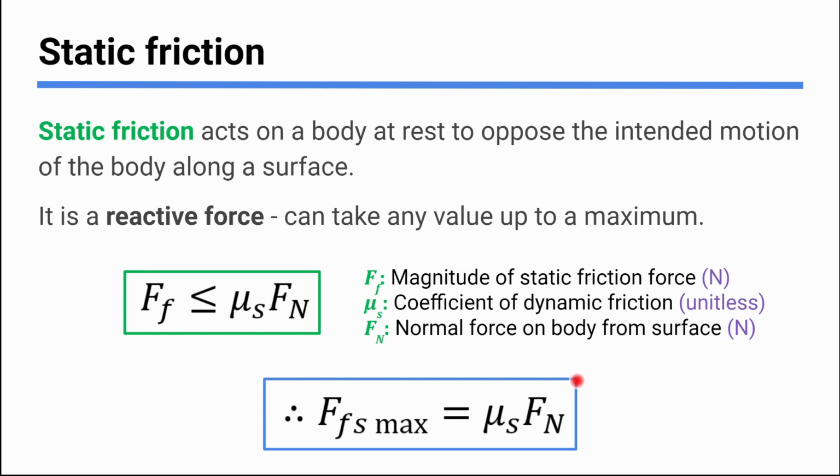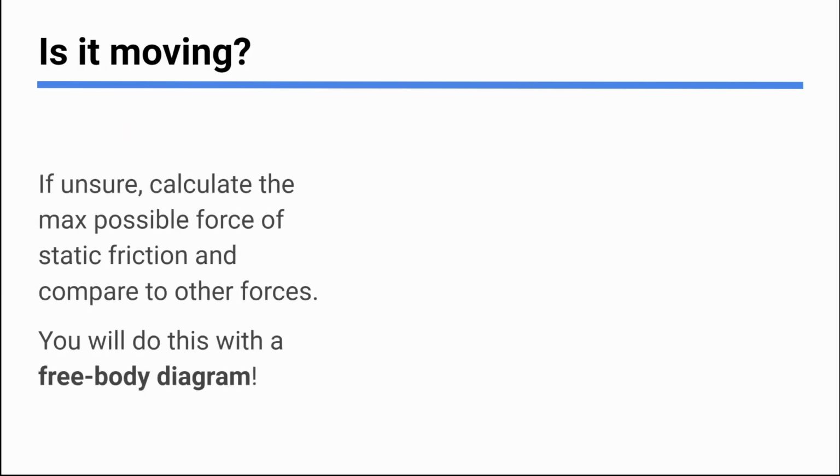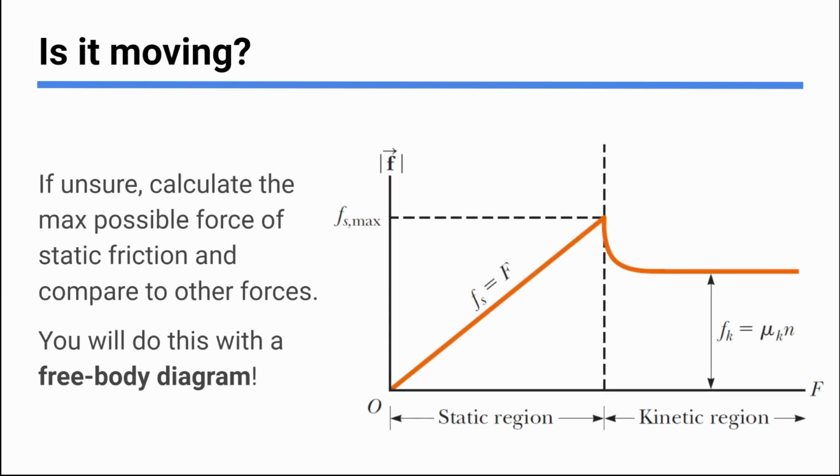And whether or not there's enough force, the other forces being applied to the object, you compare to this to see if it's moving. So you can use this one to figure out whether or not it is moving. You do it like this: you calculate that maximum force of static friction.